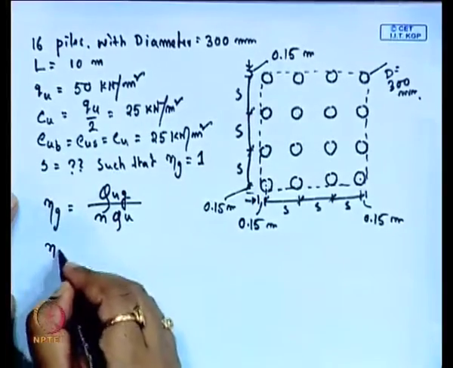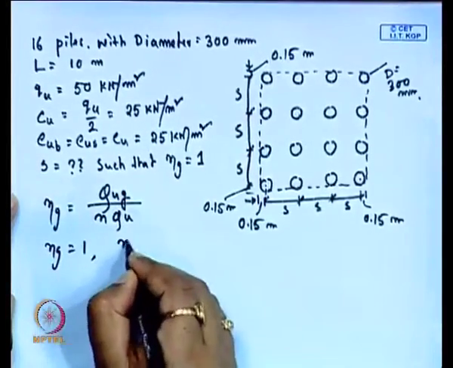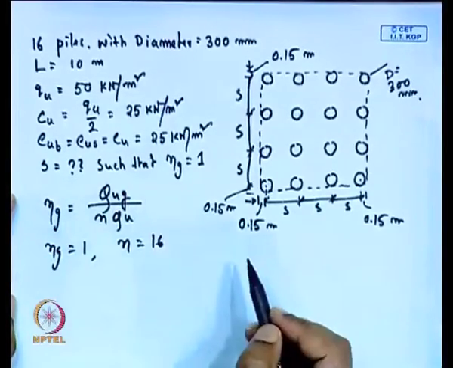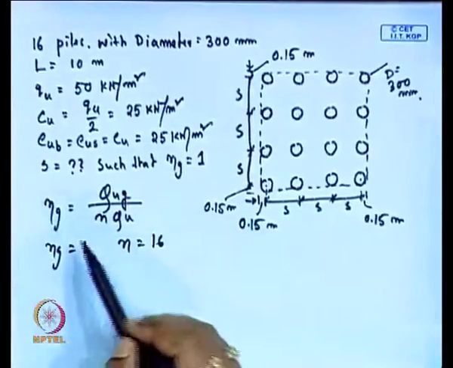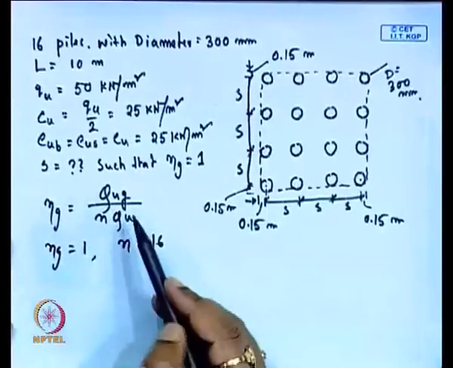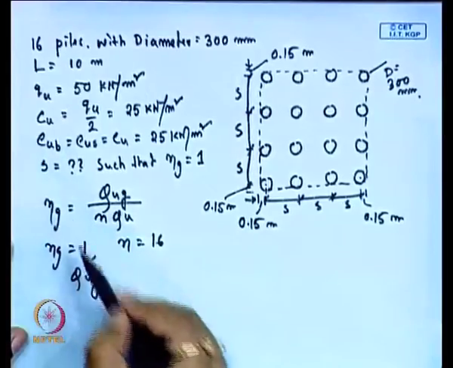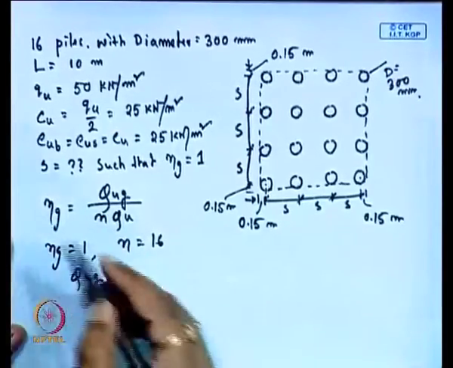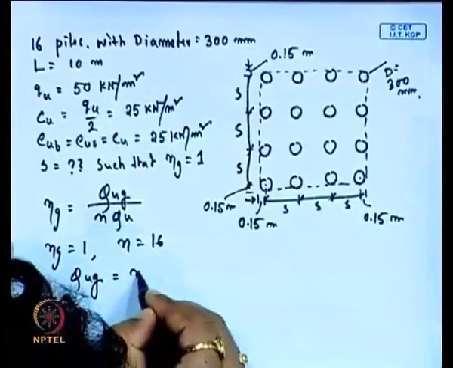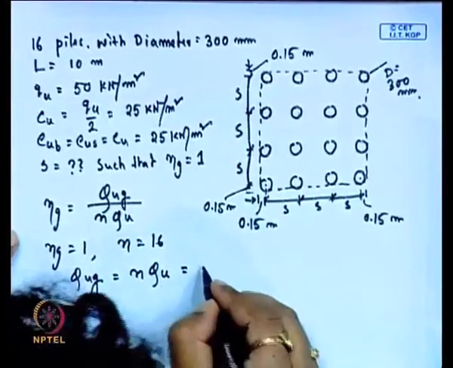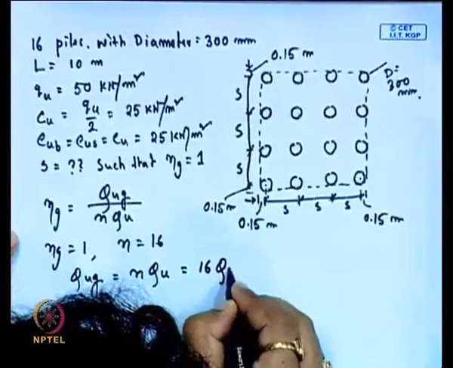As we have calculated, the group capacity QUG is N into QU. Now, here our efficiency is 1, and N is equal to 16, where N is the number of piles. So if efficiency is equal to 1, that means QUG will be N into QU, or QUG equal to 16 into QU.